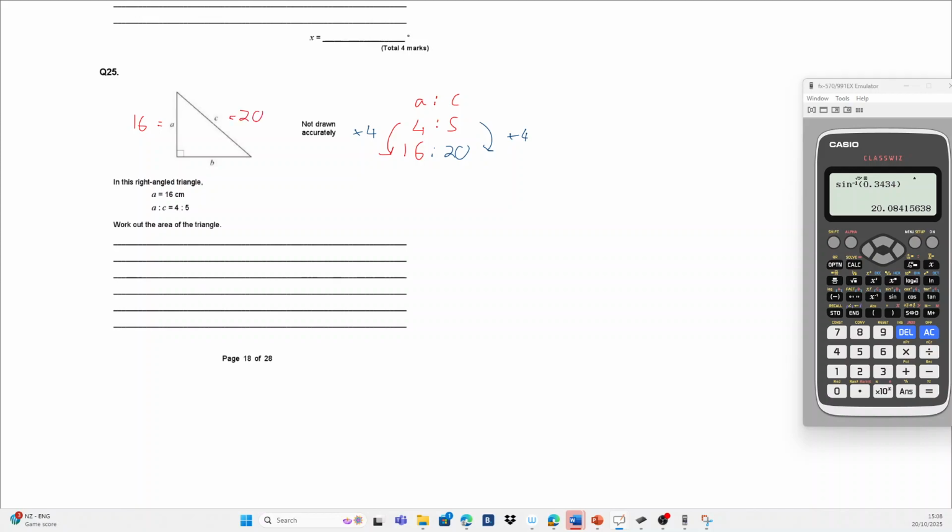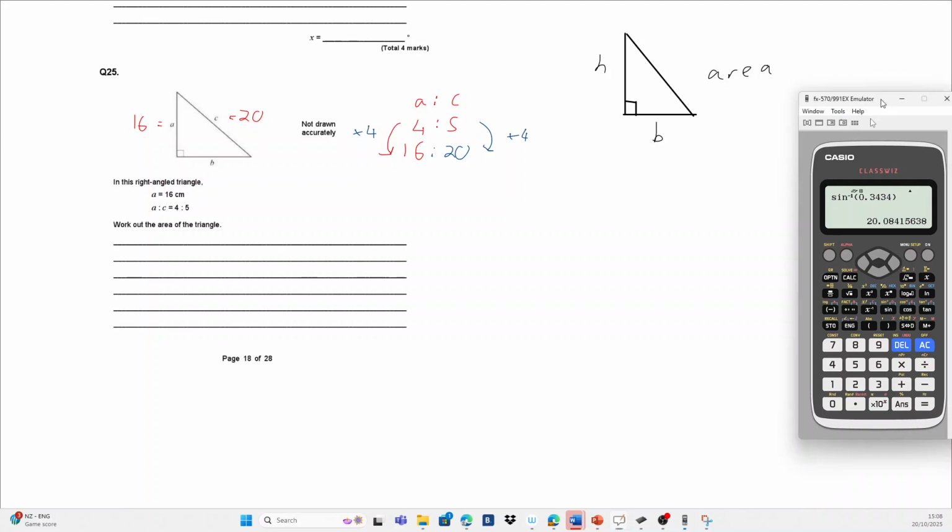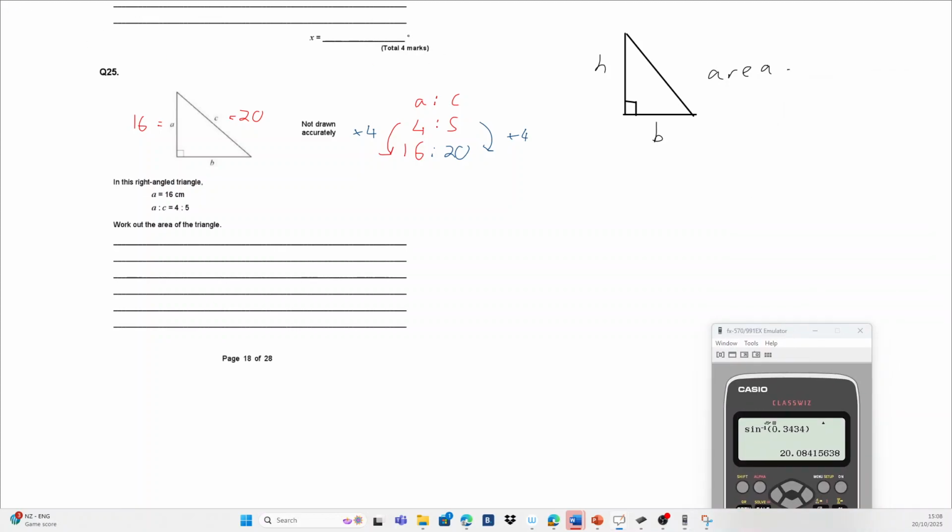And it says work out the area of the triangle. Now to get the area of a right angle triangle, this is quite a nice question actually, you do the base times the height and you half it. So the area is going to be, let's get rid of the calculator, otherwise it will overlap, equal to half, because remember a triangle is half of a rectangle, half times the base times the height.